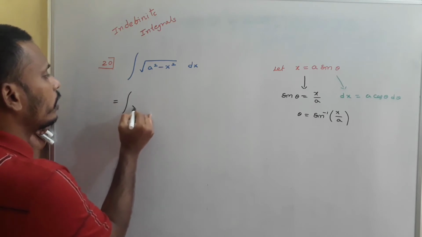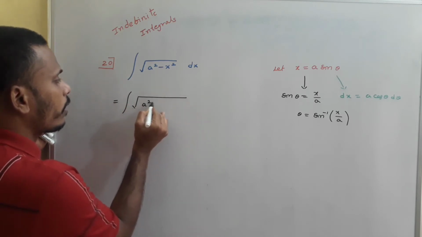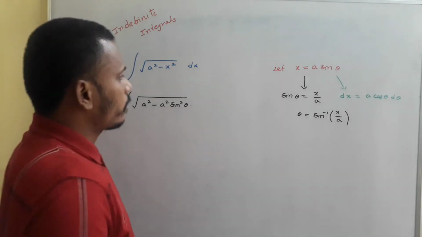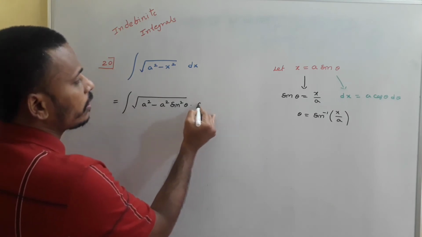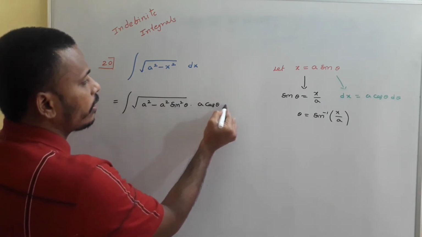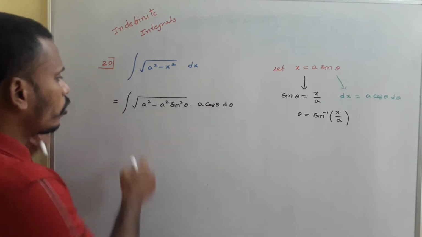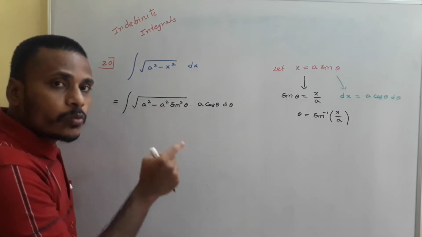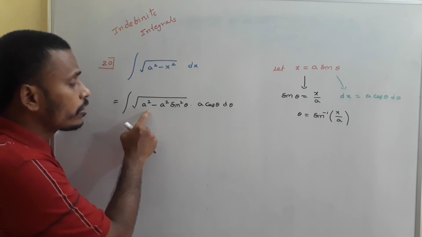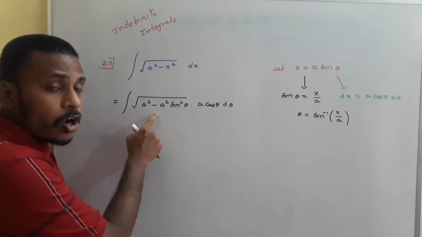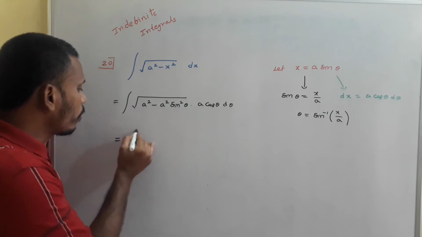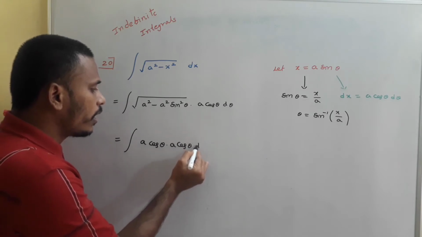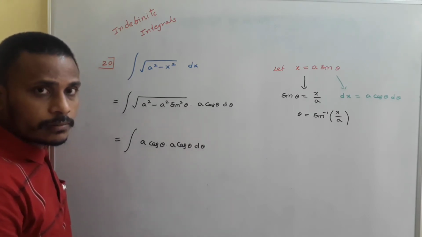So now you just convert this problem in terms of theta. This is equal to the integral of root of a square minus x square, which means a square sin square theta, times dx. What is dx? dx is a cos theta d theta. So you just see, pick out a square. 1 minus sin square theta is what? Cos square theta. So this is a square cos square theta under the square root. Then if you remove that, you will get again a cos theta. A cos theta into a cos theta d theta. Is it right? Have a look.